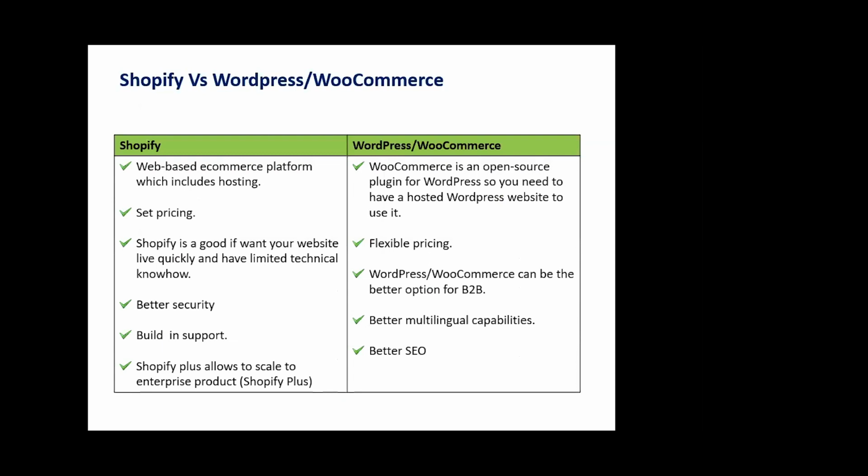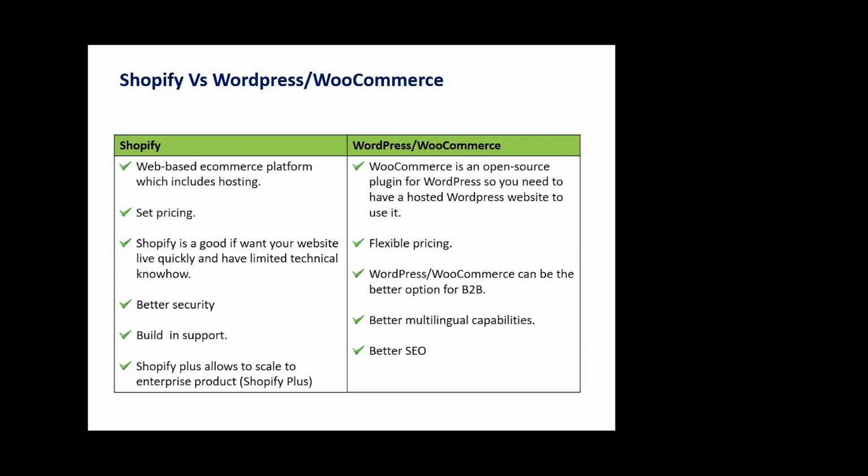So Shopify is exclusively a web-based e-commerce platform, which includes hosting, whereas WordPress and WooCommerce is an open source plugin for WordPress. Then you need to have a hosted WordPress website to use it. In other words, you need to have a WordPress website built before you start. One of the key differences: Shopify has set pricing, whereas WordPress has flexible pricing. So in other words, with Shopify, you pay more upfront, whereas with WordPress, you pay as you go, right?